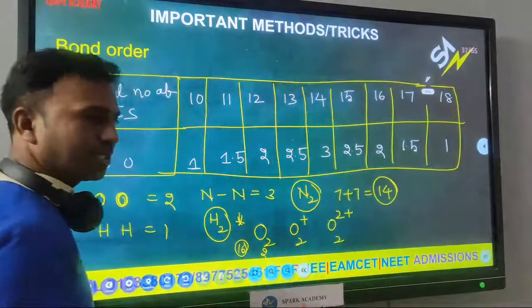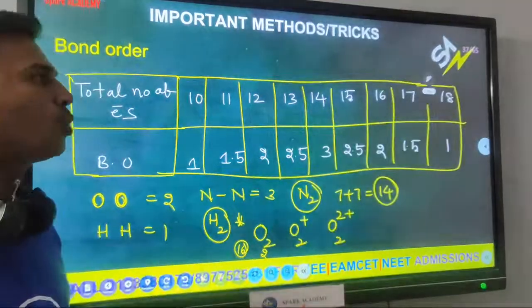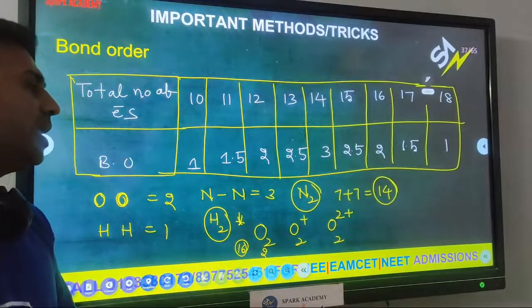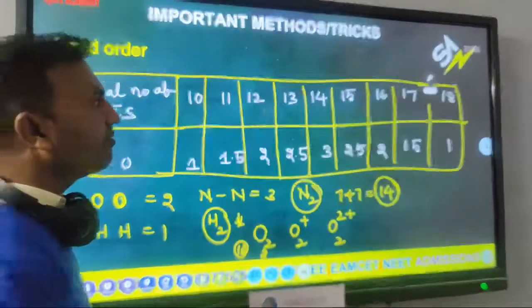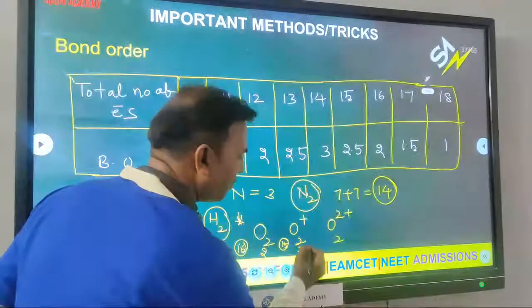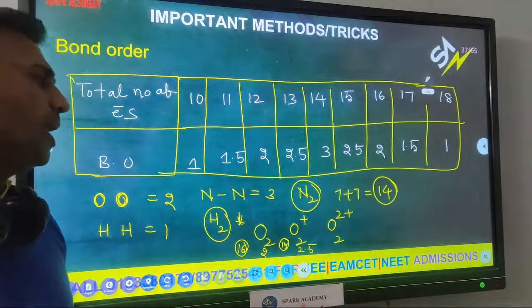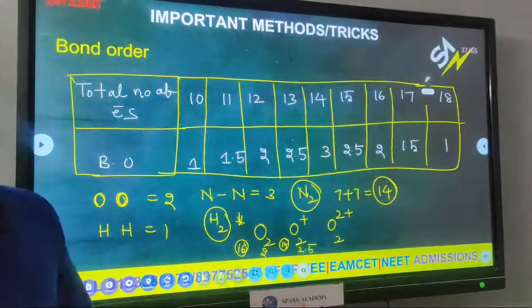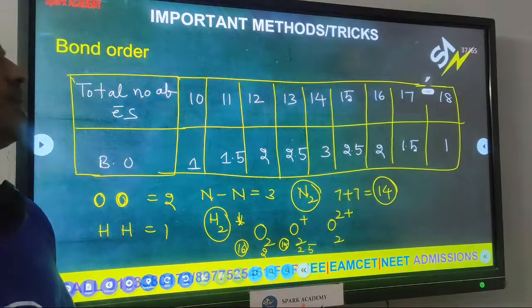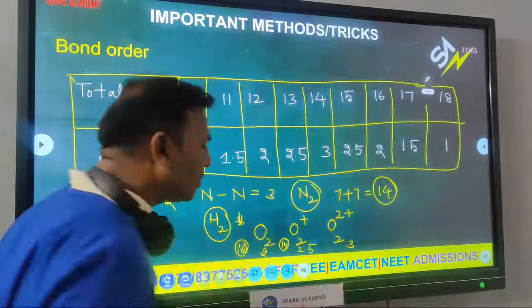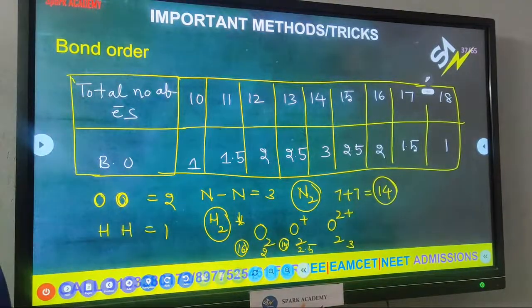So what is the bond order? 2. Now what about O2 plus? Total electrons 8 plus 8 is 16, but 1 electron less, so 15. Then the bond order is 2.5. Now O2 2 plus: 8 plus 8, but 2 electrons less, so 14 electrons. The bond order is 3. So can you write them in increasing bond order?